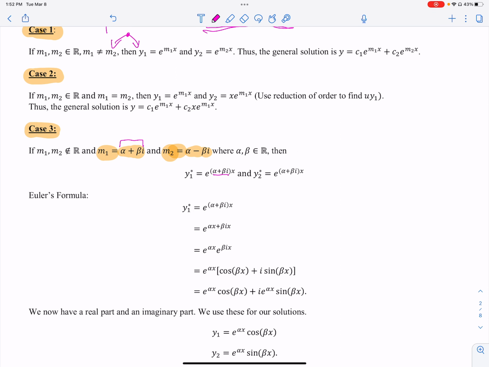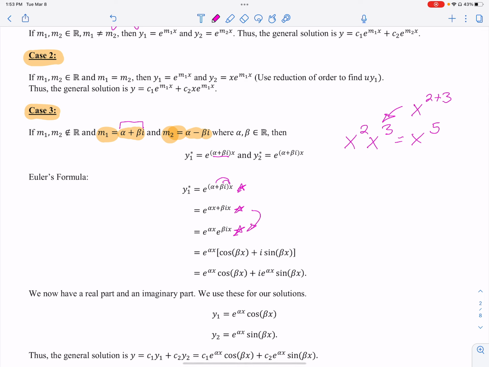So y1 is equal to this. Here I will distribute the x, so the x goes to both. Then I can separate it here because, if you remember, x to the second times x to the third is x to the fifth. I add my exponents, so if I'm going backwards, I can actually start at x to the 2 plus 3 and get back to that. So that's what they did here to here.